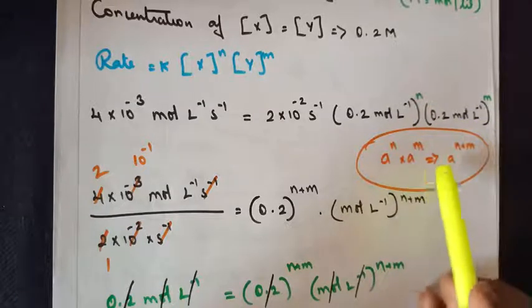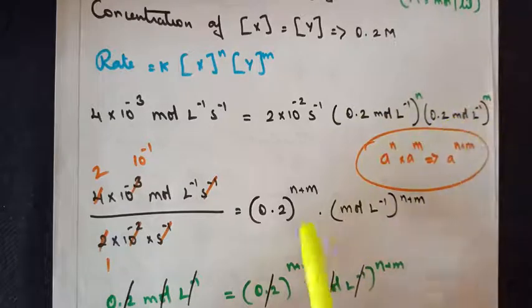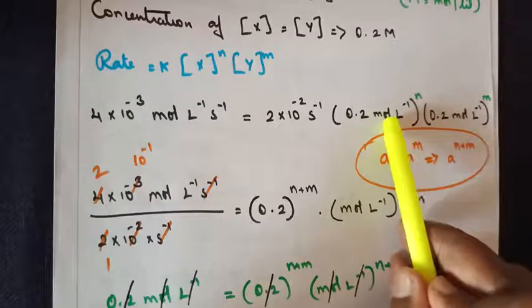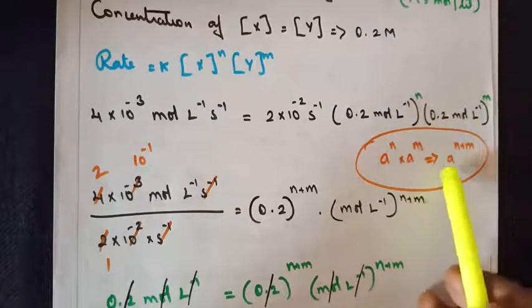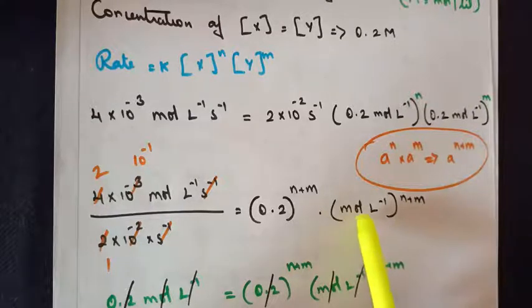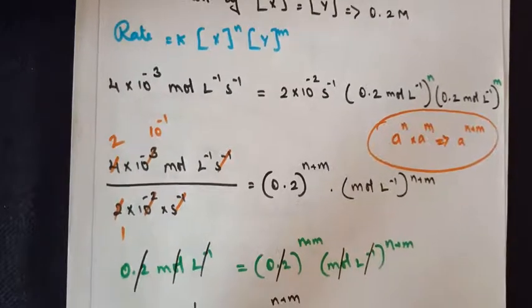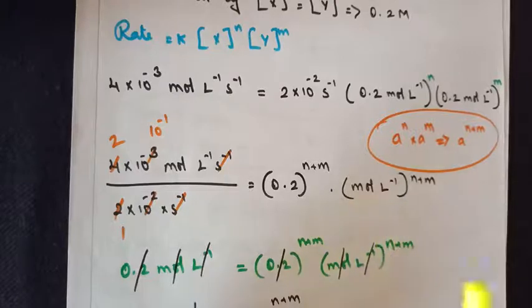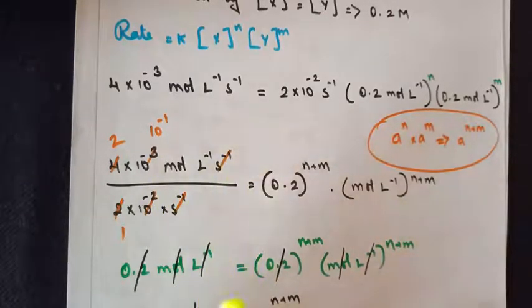So a stands for 0.2 and 0.2. So 0.2 to the power n plus m into the unit also, mole here and mole here, liter inverse and liter inverse. So we will write it in terms of a to the power n plus m. So mole liter inverse to the power n plus m I have written. I hope I'm making my points clear. Just follow these laws of exponents. I'm rewriting the steps. Now if you look at it, second inverse and second inverse get cancelled. The 2 ones and the 2 twos get cancelled.